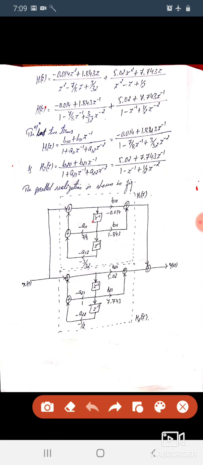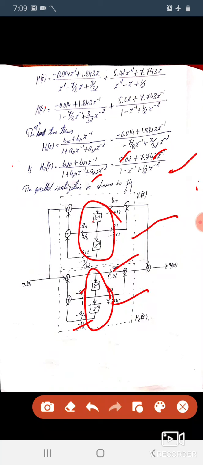This is the first realization. The next realization is for h2 of z. Here also a21, just put the coefficient values in the proper way, that's it. Then a22, a22, then b20, b21, b20 and b21 in cascade form. You know how a delay function is reduced, and based on that you get your parallel form. This is how to solve a problem based on the cascade and the parallel form.